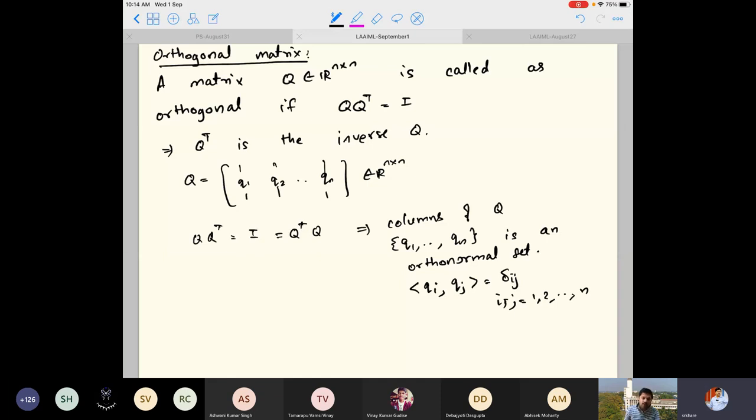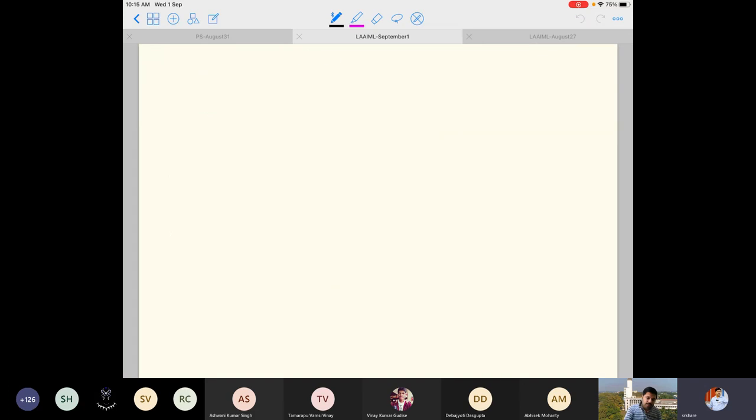Okay, so why are these orthogonal matrices really very important? So why are these orthogonal matrices important? One of the important properties of orthogonal matrices is the following.